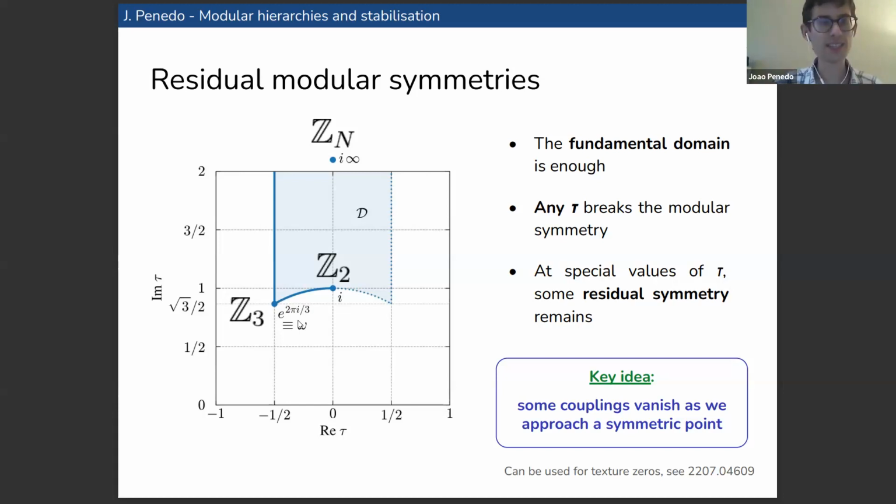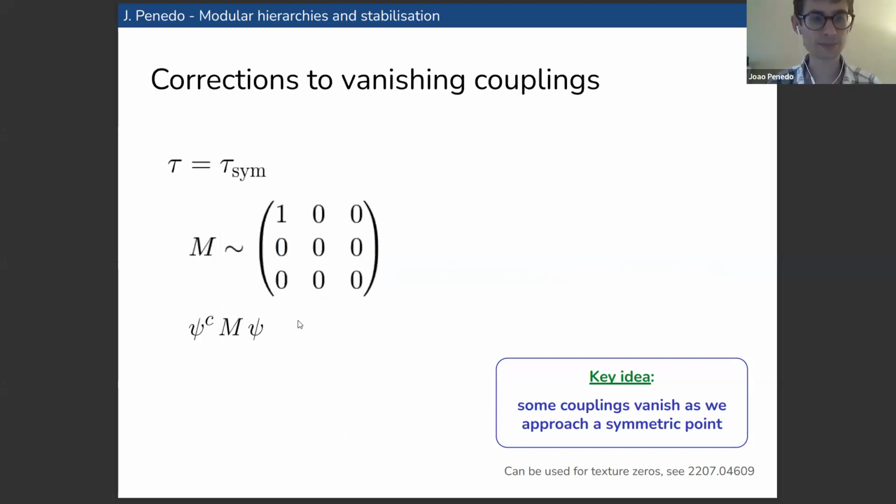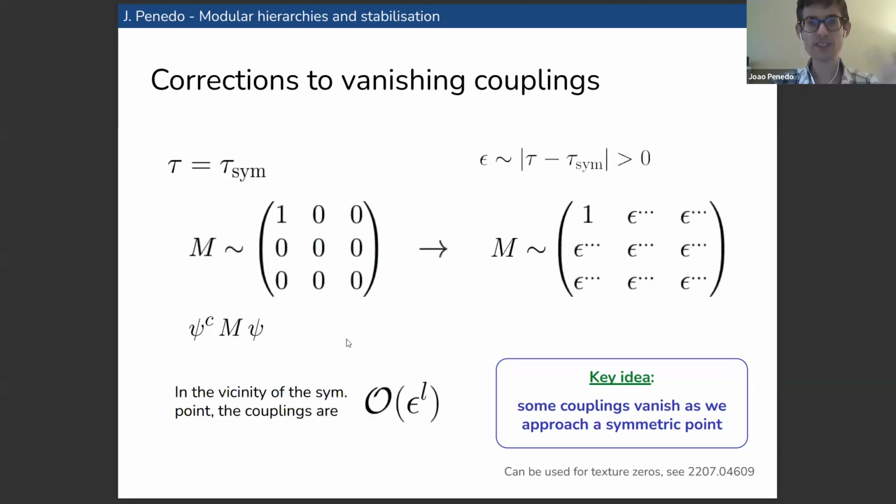So for instance, let's say you are sitting at one of these three symmetric points, either i, infinity, which is a large imaginary part of tau, or the cusp omega. Your mass matrix could look something like this. This is M, the mass matrix. The idea is that if you deviate slightly from the symmetric points, so if there is some epsilon deviation from this point, these zeros are no longer strict zeros, but all these zero entries of your mass matrix are populated by powers of this epsilon.